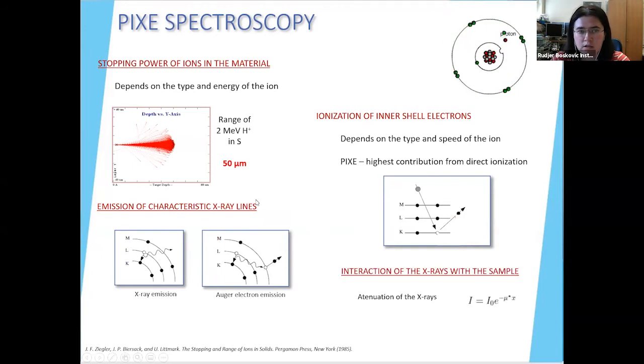This is something that has to be taken into account when performing quantification. And finally, in case of thick samples, if your X-rays are produced somewhere in the depth of the sample, these X-rays need to reach the surface to be detected. So you also have to take into account the attenuation of X-rays in the sample.